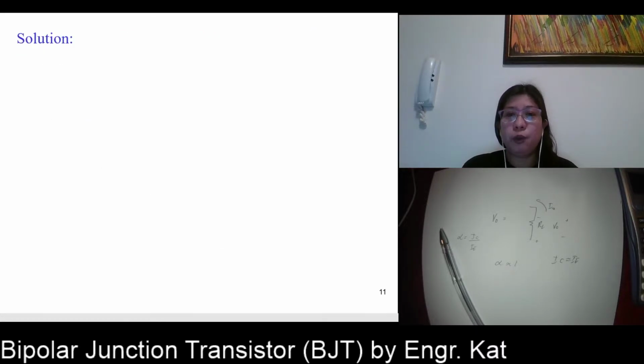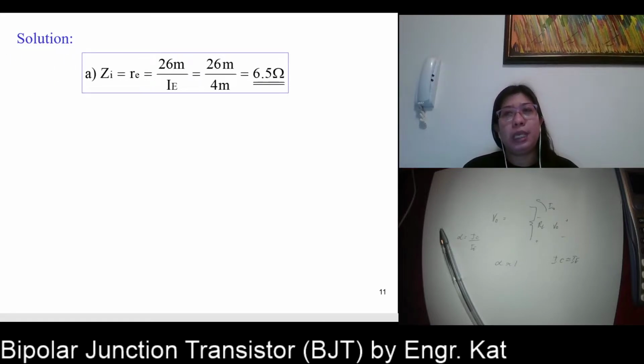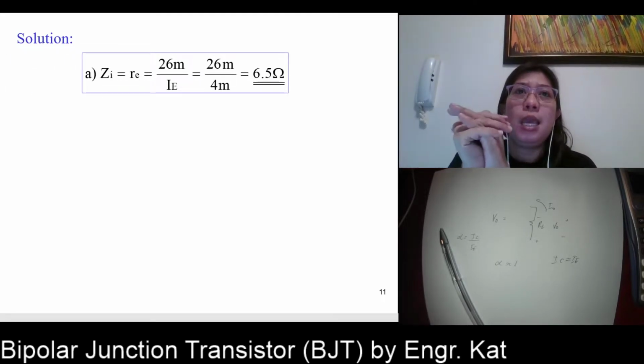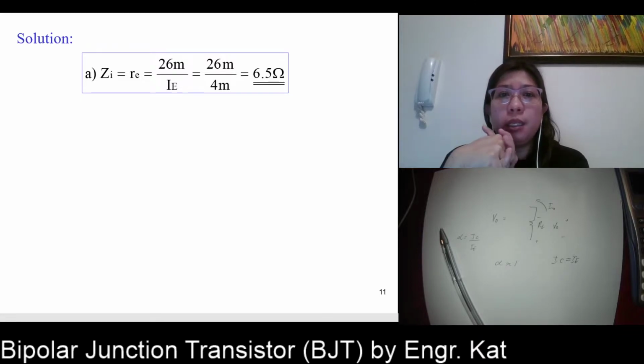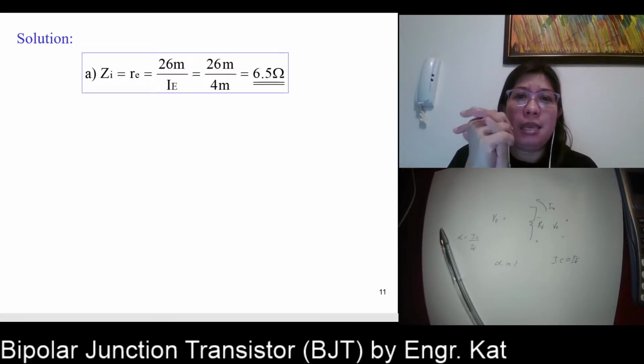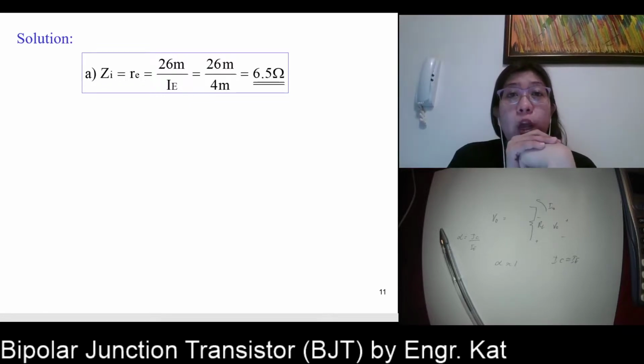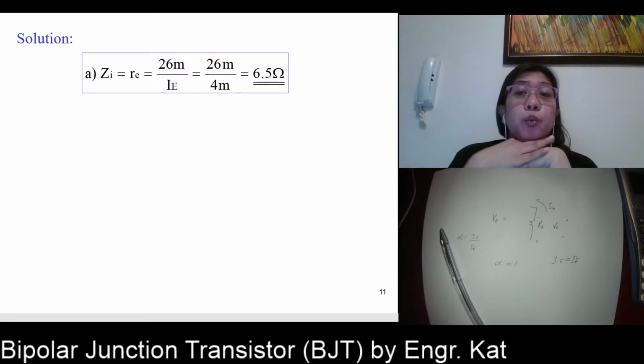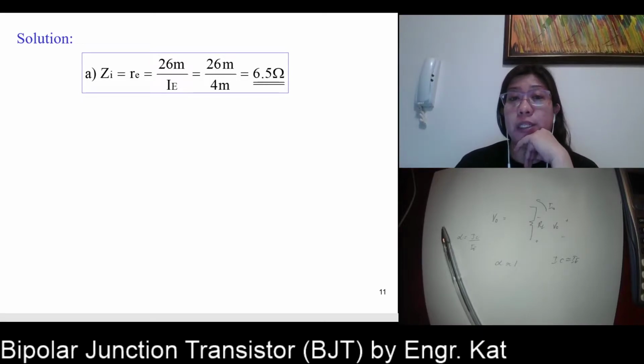Actually, class, this is just a direct substitution from our formulas. We just have to substitute the values. ZI is equivalent to RE, and RE is equivalent to 26 millivolts divided by IE. Since IE is already given, this is equivalent to 6.5 ohms. As expected, it is usually a lower value of resistance.